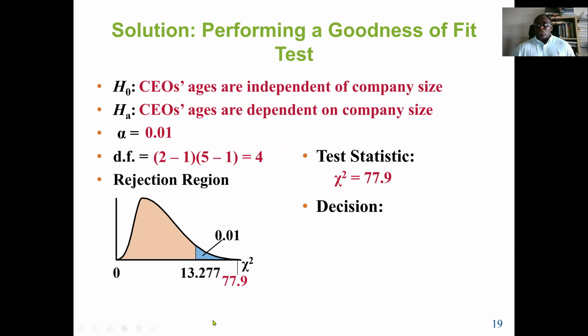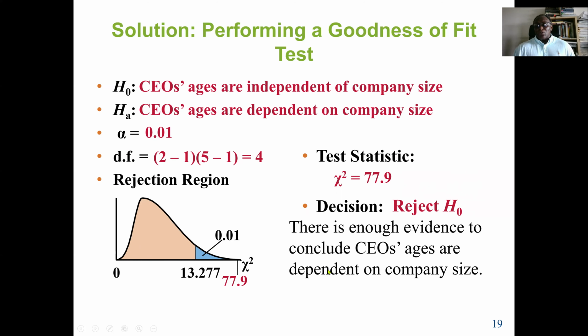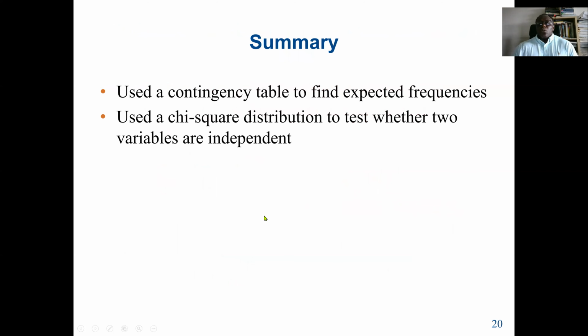If we know this value, we finish. We are going back to our rejection region. We have 13.277, so 77.9 falls inside our blue area. So that will be to reject H0. Always the brown area is the accept H0 region. So here we are going to reject H0. We interpret our answer: there's enough evidence to conclude that the CEO ages are dependent on company size. Because remember, H0 said the CEO ages are independent. Based on this conclusion, it falls under rejection. So rejection of H0 means they are dependent. So this will be the conclusion of our lectures.